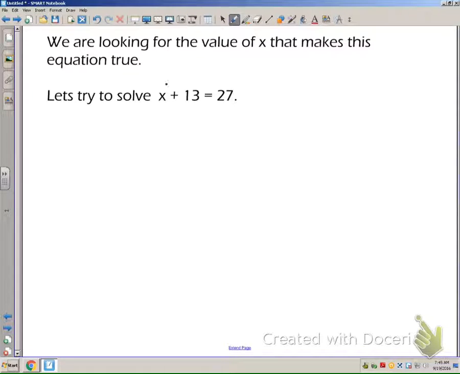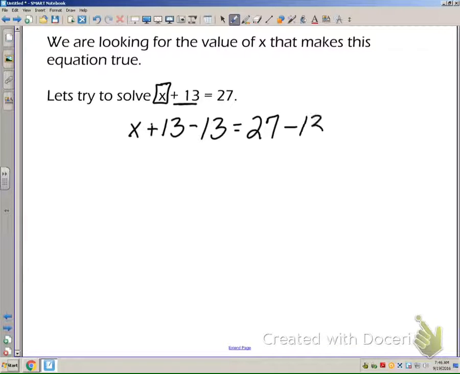So if we think back to isolating, I want to isolate the variable, get it all by itself. That means I need to get rid of this plus 13. The subtraction property of equality just said whatever I subtract from one side, as long as I subtract it from the other, I have an equivalent equation. So I do x plus 13 take away 13 equals 27 take away 13. I just subtracted 13 from both sides, so I used the subtraction property of equality here.